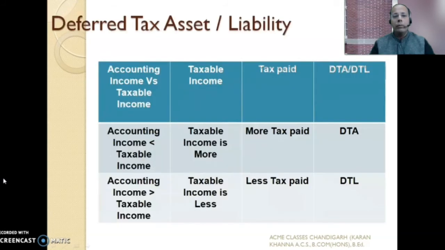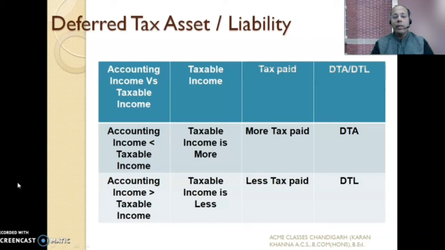Now, if accounting income is less than taxable income, that means income tax is calculated on the taxable income, and you end up paying more tax than you hoped for. Therefore, if you pay more tax initially, you have to pay less tax afterwards. And as a result, it leads to the creation of something called a deferred tax asset. So, a deferred tax asset is created when taxable income is greater than accounting income.